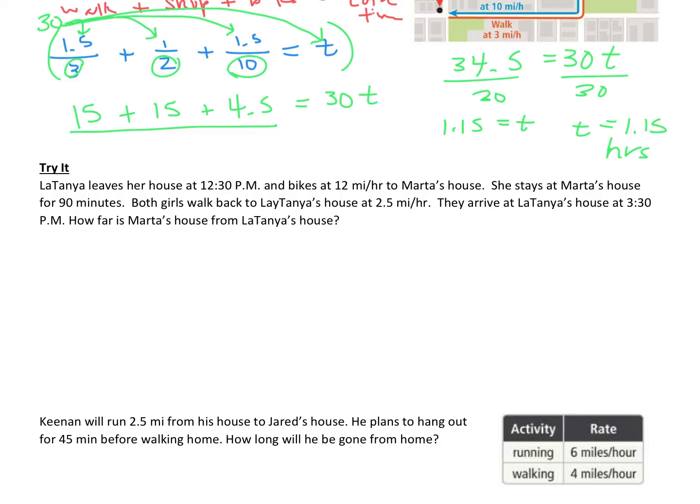She stays at Marta's house for 90 minutes. Both girls walk back to Latanya's house at 2.5 miles per hour. They arrive at Latanya's house at 3:30 p.m. How far is Marta's house from Latanya's house?